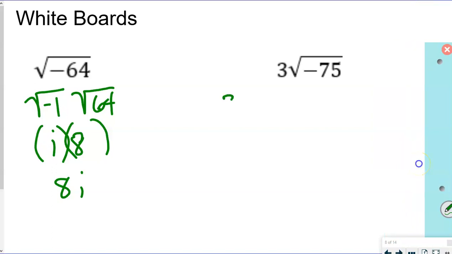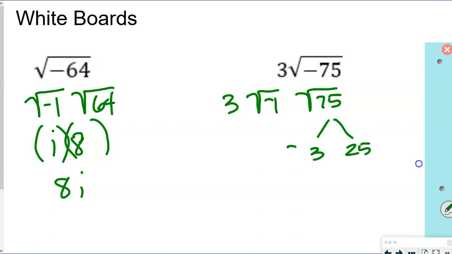So here we got 3. And again, you can pause the video here, come back to me when you're done, okay? So this is going to be the square root of -1 times the square root of 75. I know that that is, hopefully all of y'all know that that's 3 times 25, okay? So that's going to be 3 and 25. So here we go again.